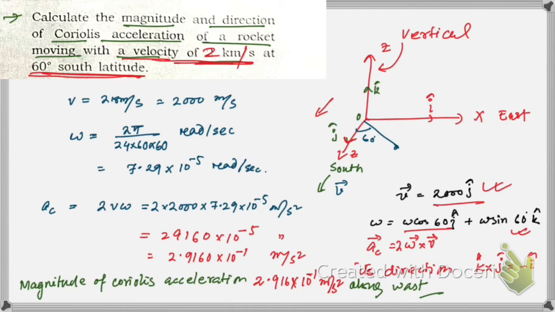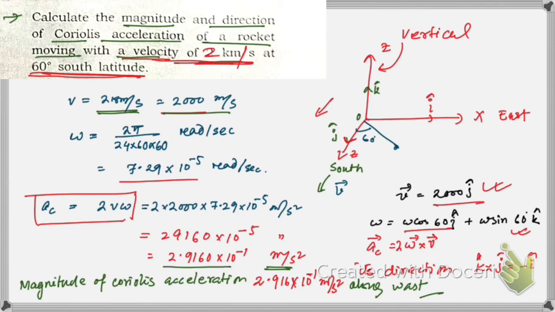So now, if you do so, the magnitude of Coriolis acceleration is given by this formula. So put the value of v and the angular velocity omega, and you will get this result. This is in meter per second square. First convert this 1 kilometer per second to meter per second. So then we have got this magnitude and direction.